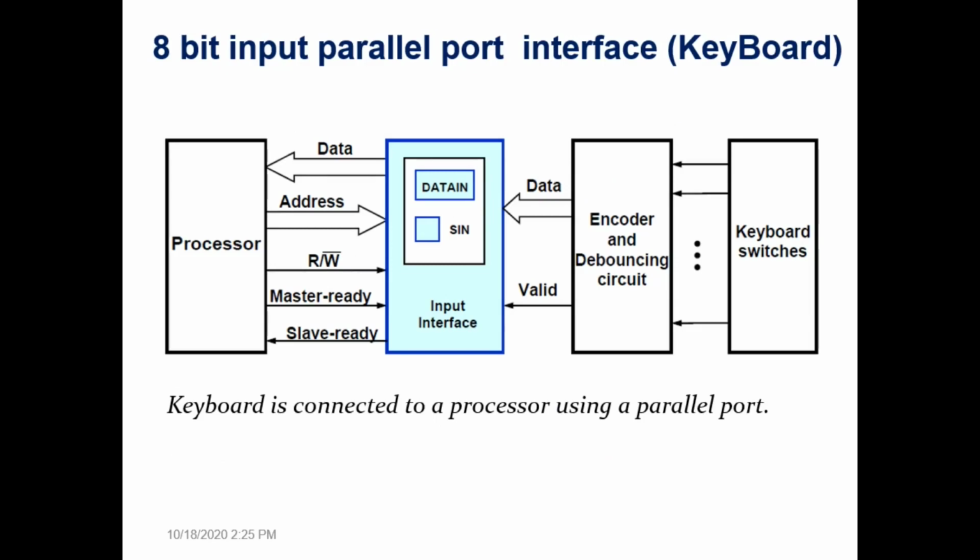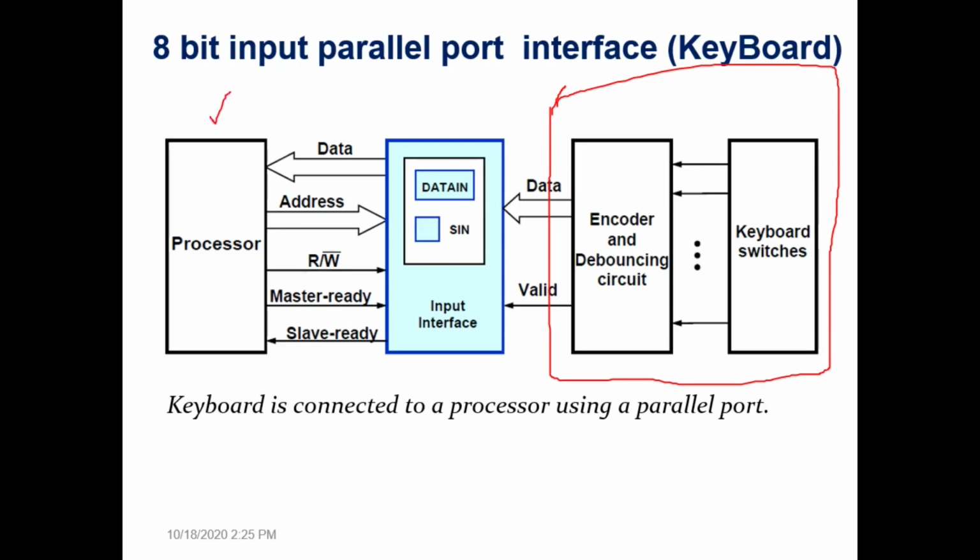Now let us see a parallel port interface circuit used to connect keyboard to the processor. Here you can see this is the keyboard device. These two boxes, which contain keyboard switches and encoder and debouncing circuit, together are the physical keyboard which you see, right? And here we have the processor, and whatever is in the colored box is the I/O interface.